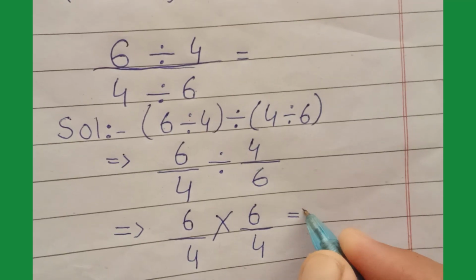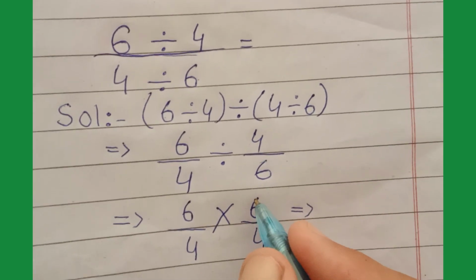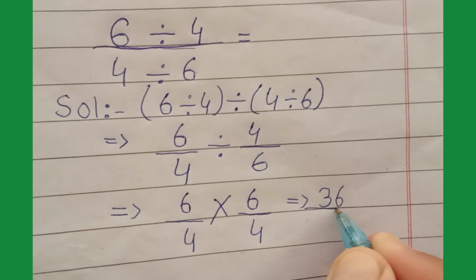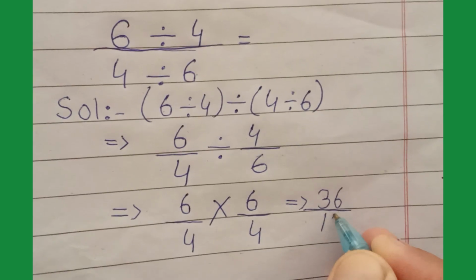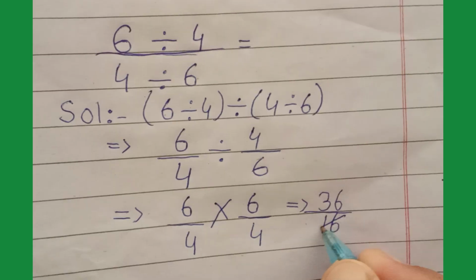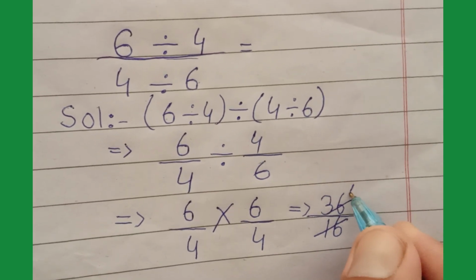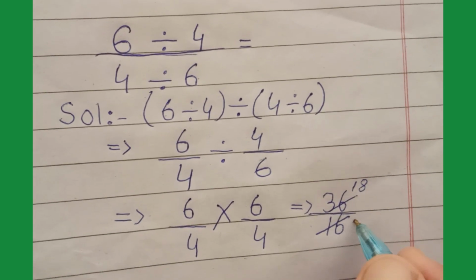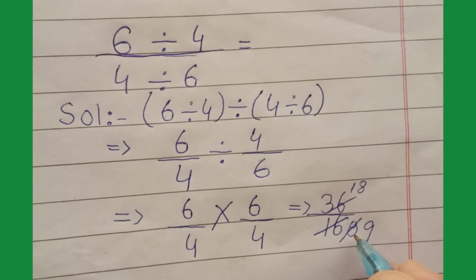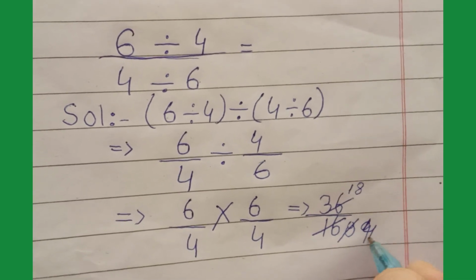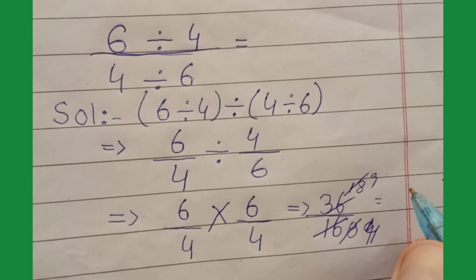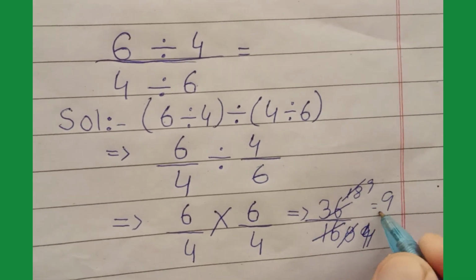Okay, now in the next step, 6 multiplied by 6 is equal to 36, divided by 4 multiplied by 4 is equal to 16. Okay, now I can simplify it. Both are divisible by 2, so 2 18s are 36, 2 8s are 16. Now 2 4s are 8 and 2 9s are 18. So the value of this fraction finally is 9 divided by 4.